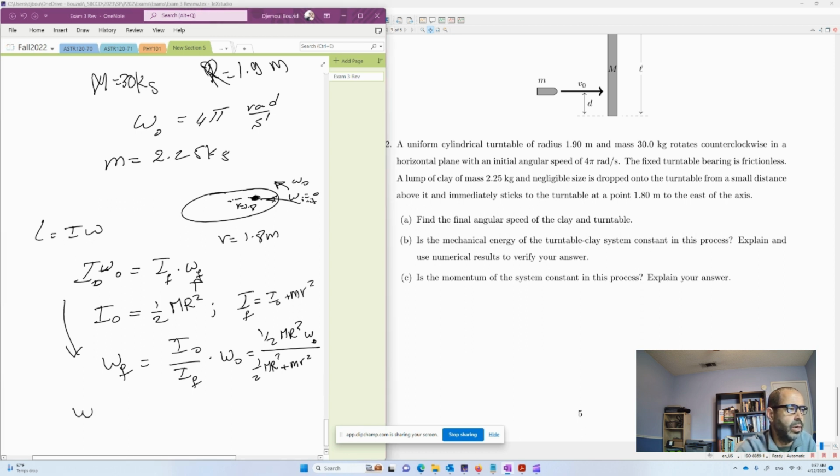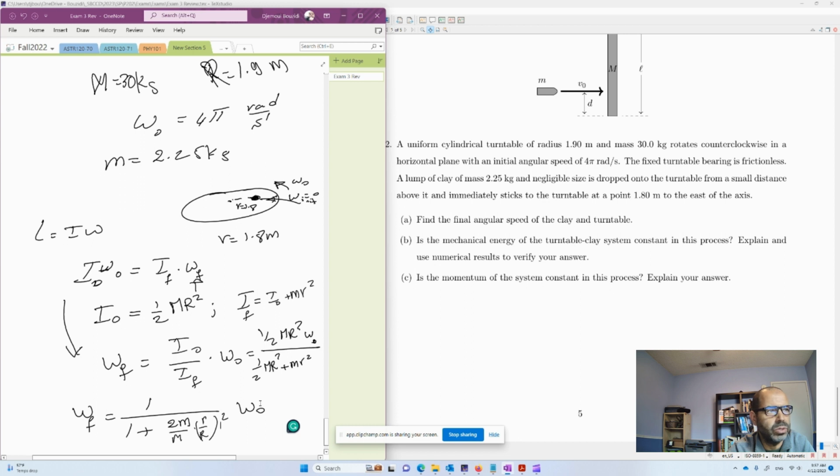So omega f equals 1 over 1 plus, when I divide by 1/2 of mr squared omega naught, I have an omega naught in here. This will leave me with 1, this will leave me with 1, and here I'm going to have 2 times m over big M times little r over big R squared. So that gives me a value for omega final.